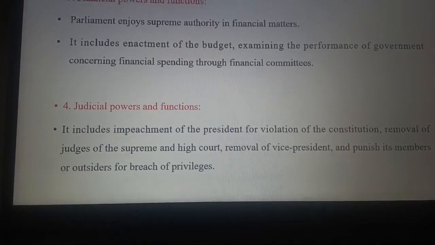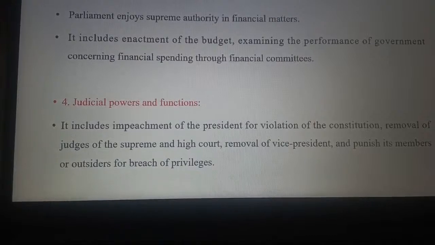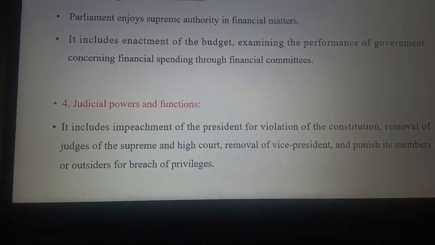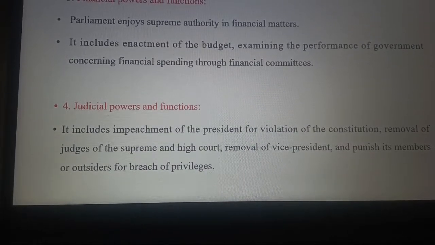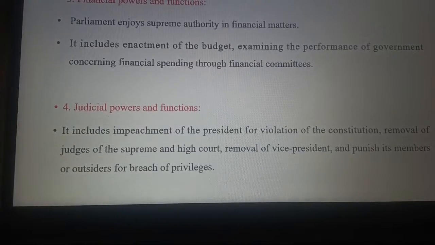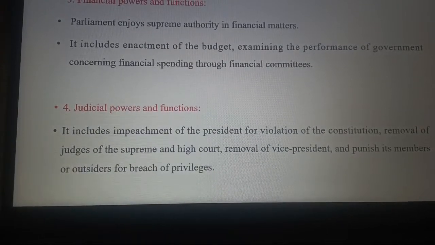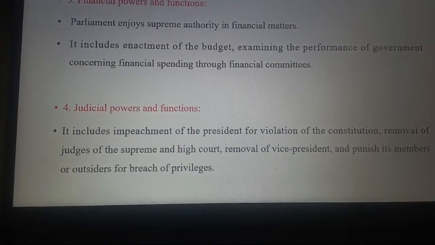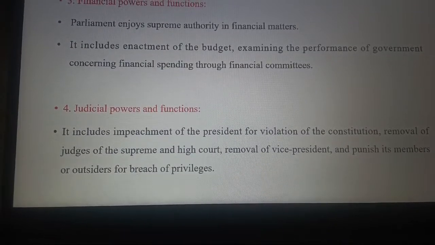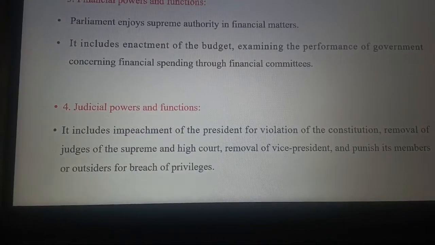Third, financial powers and functions. Parliament enjoys supreme authority in financial matters. It includes enactment of the budget, examining the performance of government concerning financial spending through financial committees. Fourth, judicial powers and functions. It includes impeachment of the president for violation of the constitution, removal of judges of the Supreme and High Court, removal of vice president and punishing its members or outsiders for breach of privileges.